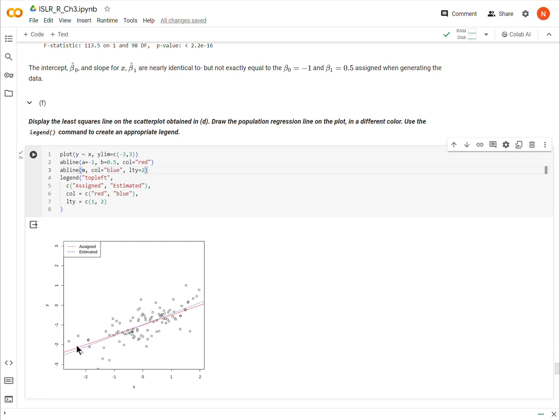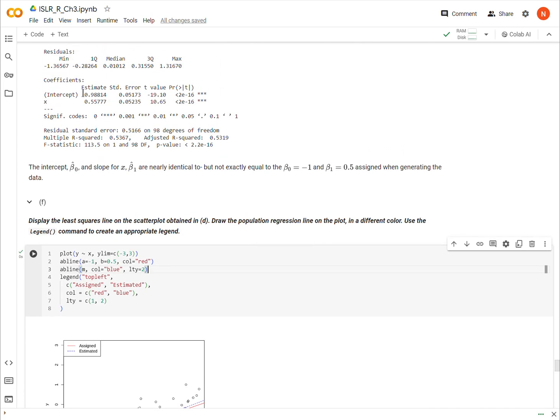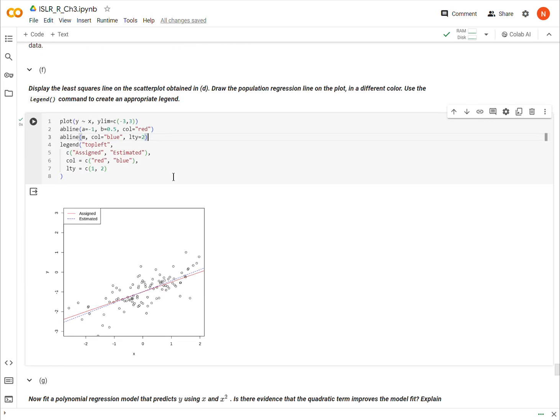Okay, and so again, here we have the assigned regression line and then the fitted regression line, okay? And we see that they're pretty close, but not exactly, and that not being exactly the same falls out of the fact that the estimates for the beta values were not exactly the same.